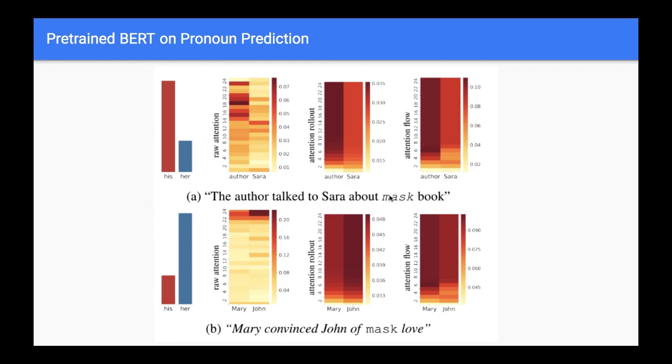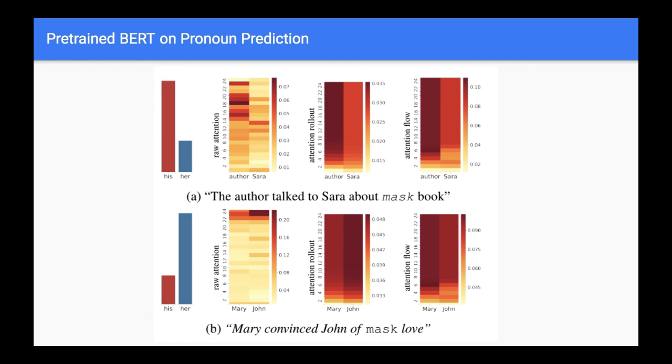So in "Arthur talked to Sarah about blah blah blah book", the pre-trained BERT model thinks this pronoun should be "his", a male pronoun. And if BERT thinks this is a male pronoun, then BERT probably thinks this is referring to Arthur. So we should see BERT pays more attention to the token Arthur. There's a comparison to see if BERT is paying attention to Arthur more or Sarah more. And indeed, when BERT thinks this is a male pronoun, it actually pays more attention to the token Arthur, no matter what kind of attention view you use, even the raw attention view. So this kind of makes sense.